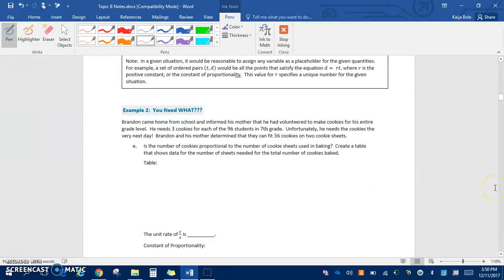Before we do example 2, we need to talk about input and output. So we have input and we have output. Input is always going to be our x values. Input is what you put in and output is what you get out, so our output will be our y values. And we'll keep using this as we move through our note packet.